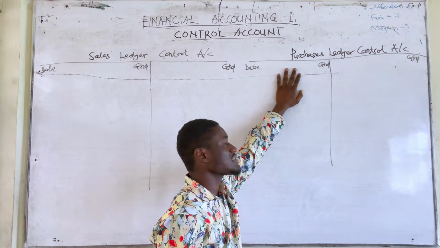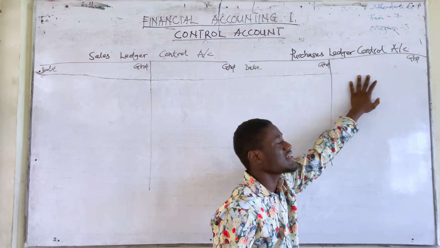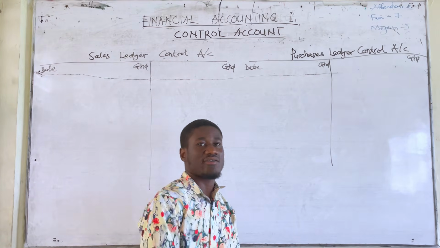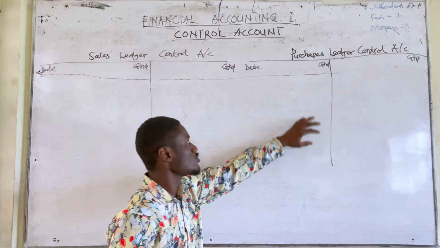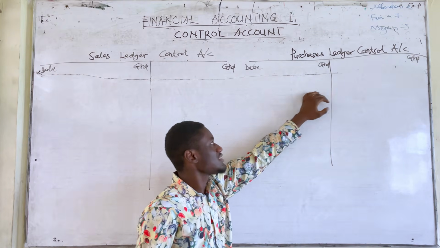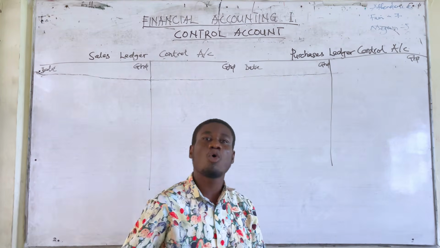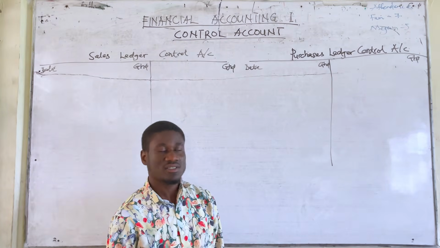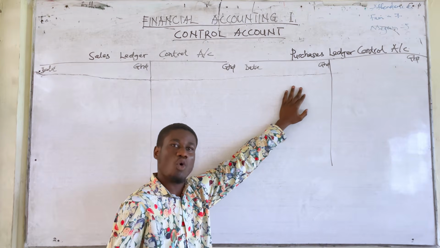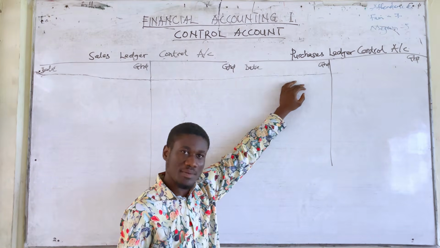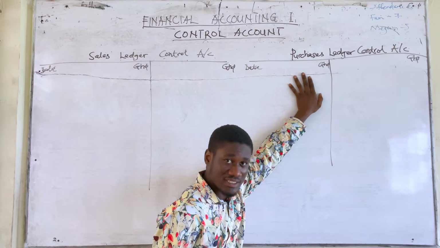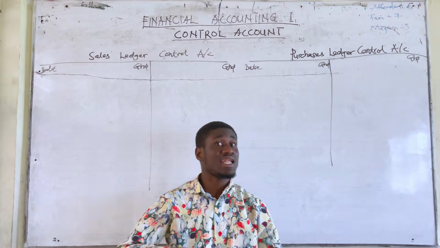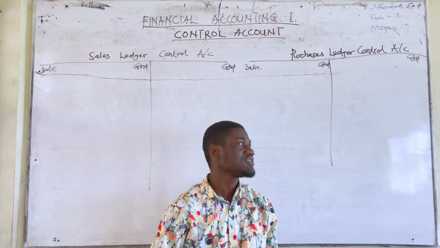Good. So with the purchases ledger control account, the credit side shows an increase in the amount we owe our creditors. You get it? So if there is any transaction that is going to increase the amount we owe our creditors, we will credit. If there is any transaction that is going to decrease the amount we owe our creditors, it will be debited. Purchases ledger control account is used to report our creditors, right? Good. Creditors are liabilities.